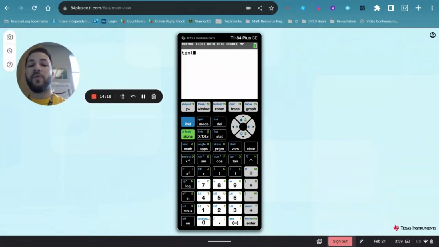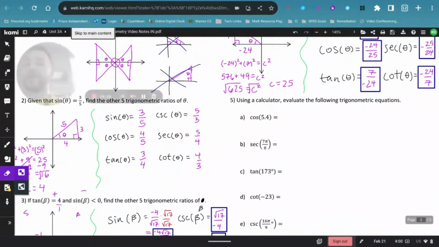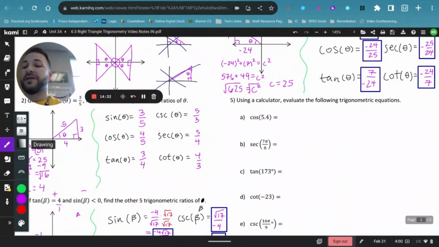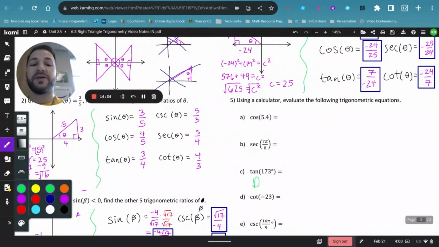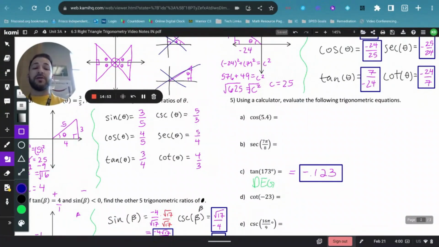So tan of 173. It's in degrees, so it should do it for me. I get negative 0.1227, so negative 0.123 is going to be my actual point. So the only thing to keep in mind when you're doing these is you need to know what mode it's in. In this case, this one was in degree mode. And from that, I got my answer of negative 0.123. I still want to be reducing it down to 3 decimal places. So with each of these, you just want to check what mode is it in. Is it a degree measure or is it a radian measure? So you want to be in the correct mode.